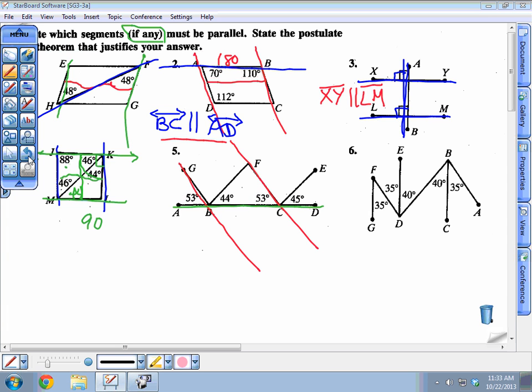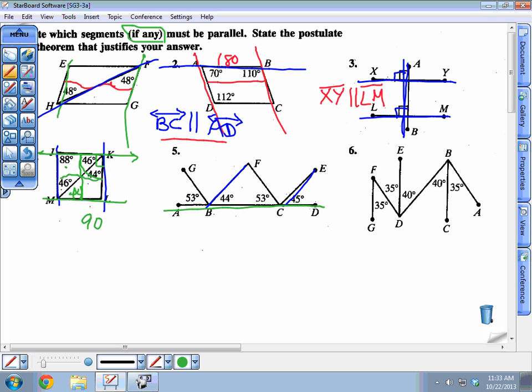Let's undo a few things here and get back to where I want to look at. Now let's take a look at the other two lines. What about lines? Line segment EC and line segment FC. Are they parallel if this were a transversal?